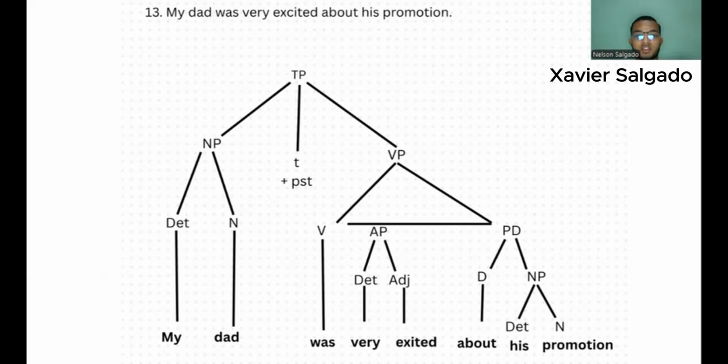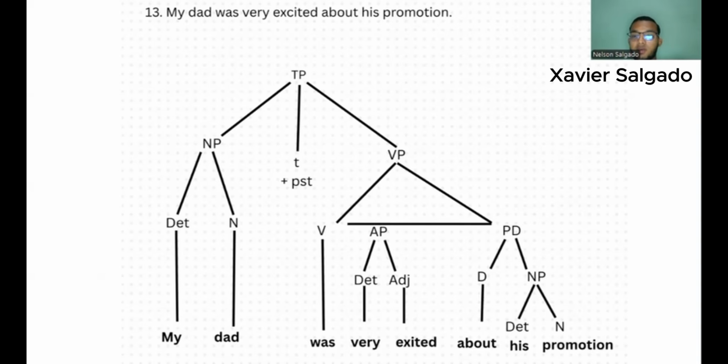And in the middle, we have T, that is the tense, and as I said, that is past simple. And then we have VP, that is a verb phrase, and then we have a V, that is a verb, and AP, that is an adjective phrase, and down we have a determiner and an adjective.